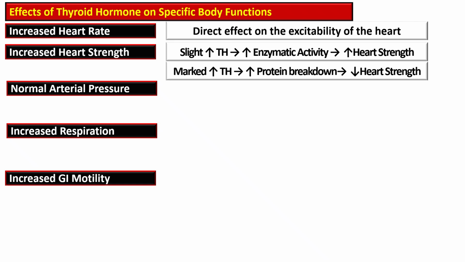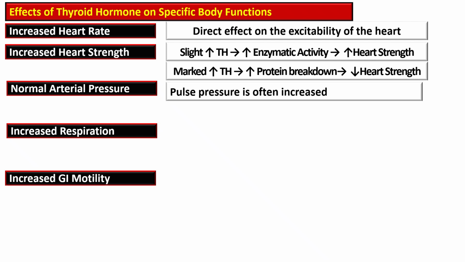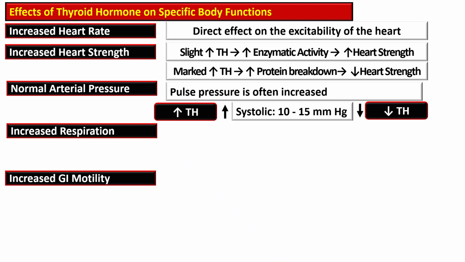In severe excess of the thyroid hormone, there is increase of chronic protein catabolism that leads to weakening of the myocardium and may result in cardiac failure and thyrotoxicosis. The mean arterial blood pressure is usually normal, but the pulse rate is increased. The pulse pressure is widened. There is increased systolic pressure by 10 to 15 mm Hg, and decrease in the diastolic pressure.